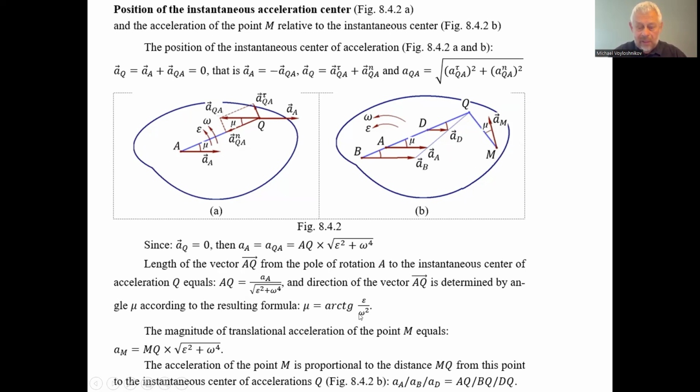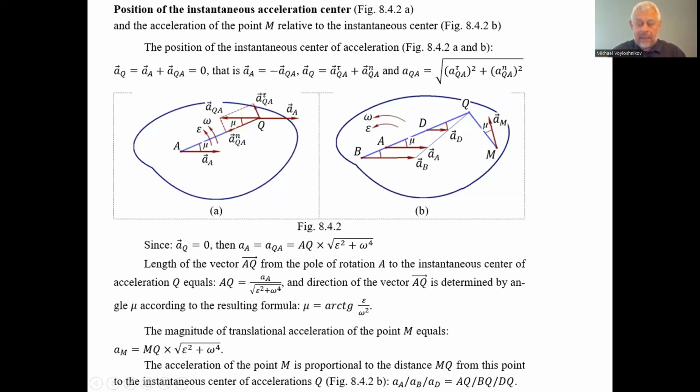So we can see that the angle mu here depends only on the angular acceleration and angular velocity of the body. So the mu is equal for any point. So the same angle mu here for another point, only on the straight line.